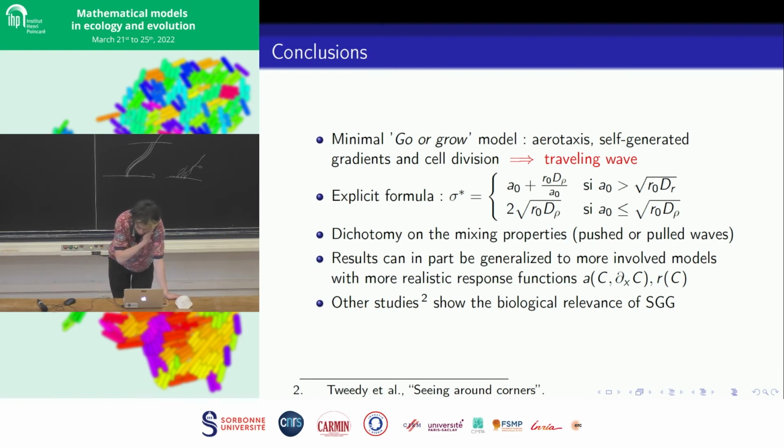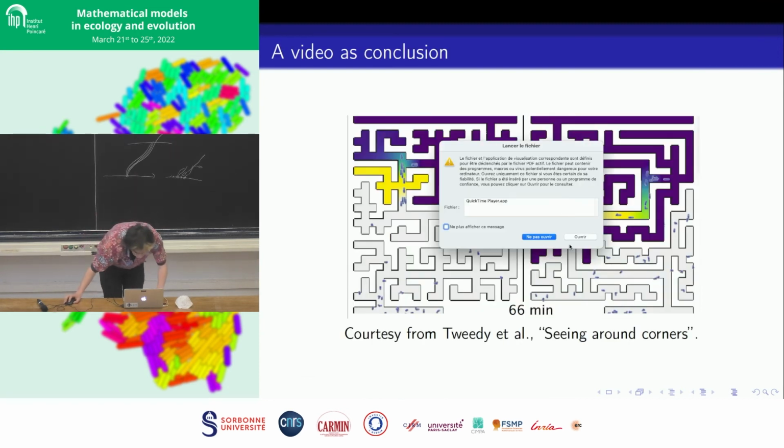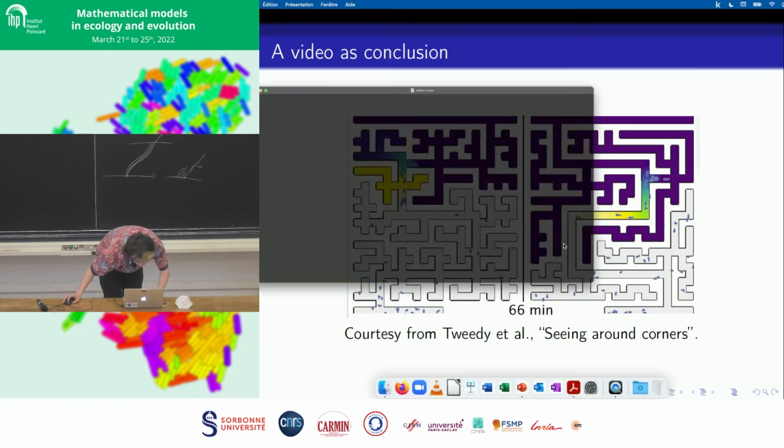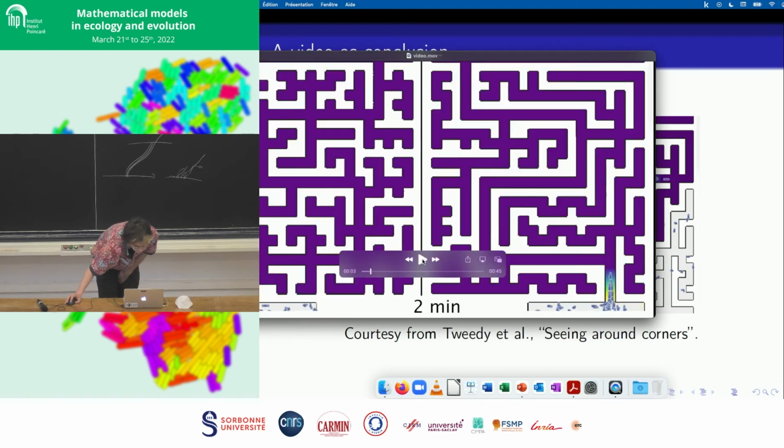And finally, as a cherry on top, I just want to point out that I think these self-generated gradient models are really, really interesting from a biological aspect. There's a team around 3D that came up with an experiment that I want to show, and then I have finished.